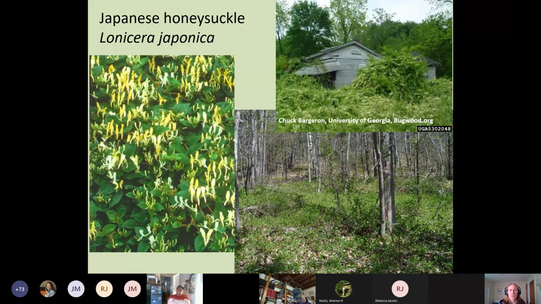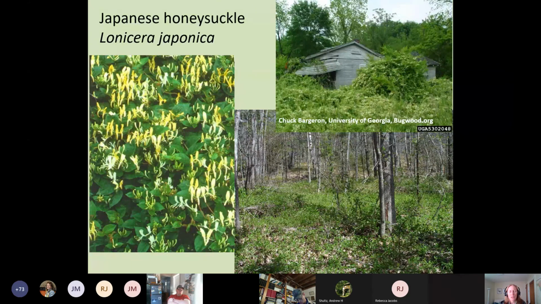And this is really only known from a handful of planted locations in Maine. I think it's just on kind of the northern edge of where it's happiest in terms of its growing habits. So that's our vining invasive honeysuckle, Japanese honeysuckle.